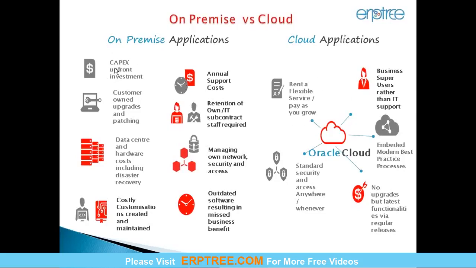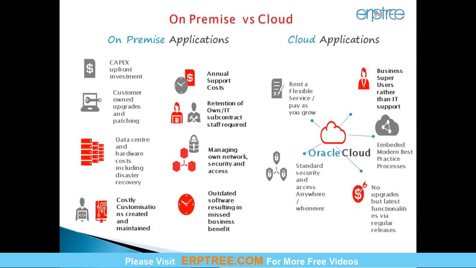Here you have to take the license. In case of on-premise, you have to take the license for a product. In cloud, you don't need to take a license, just take a subscription and pay a rent amount, based on the number of subscriptions and the period you subscribe. And here the customer owns upgrades and patching. In case of on-premise, we know very well how it happens in EBS.